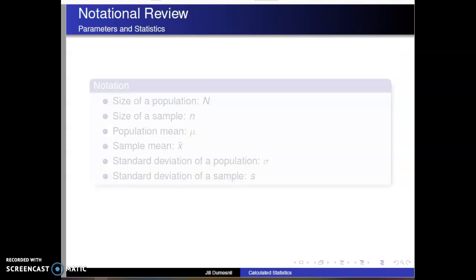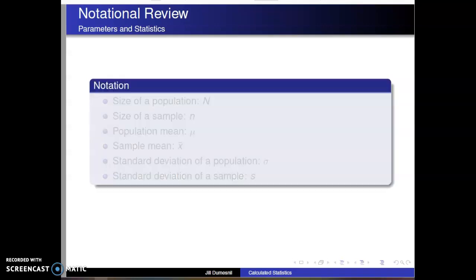Recall that parameters are fixed numbers describing a population, and statistics are variable numbers calculated from a particular sample. It is useful to review the notation used for means and standard deviations. We use the capital letter N for the number of individuals in a population, and we use a lowercase n for the number of individuals in a sample.